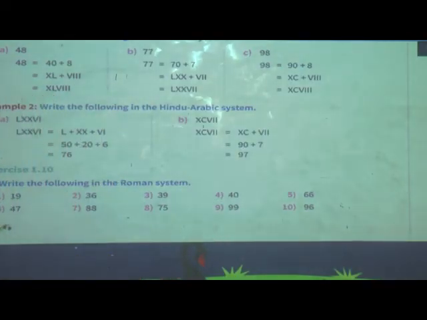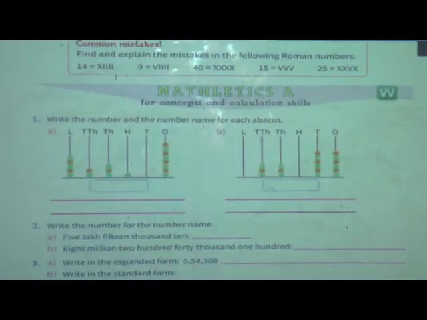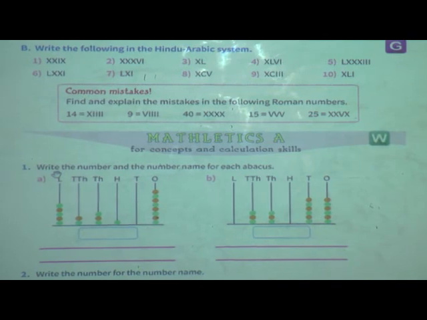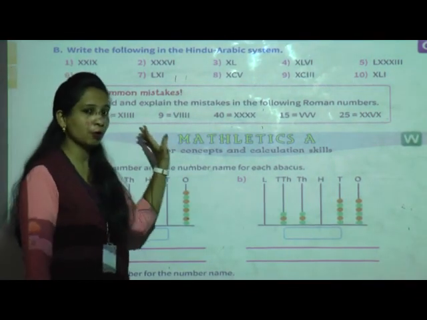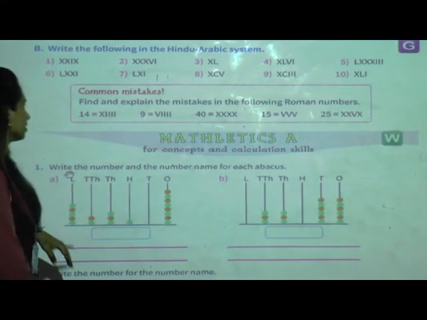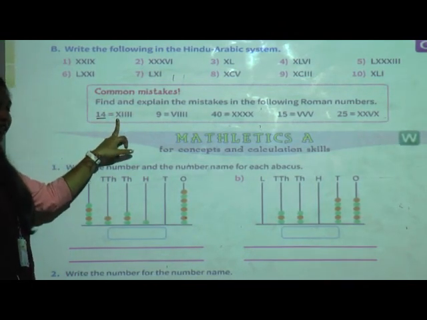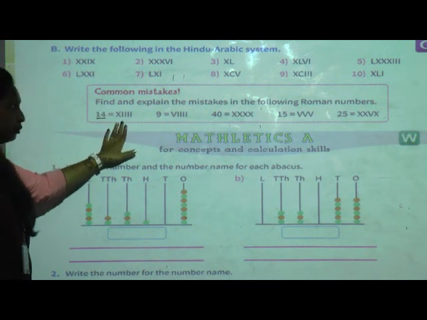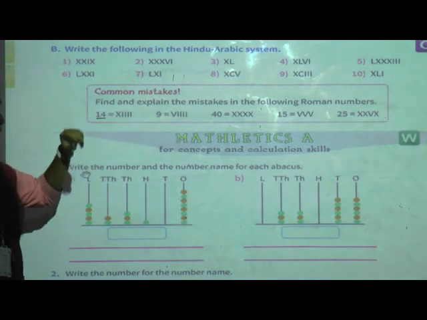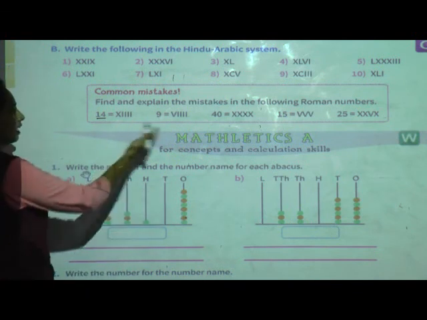Just open the textbook, page number 19, students. See what they have given, where you make mistakes while writing Roman numbers. Common mistakes: find and explain the mistakes in the following Roman numbers. See the 14, how they have written it. It happens, so you should not make these mistakes. That's why they have given these numbers.